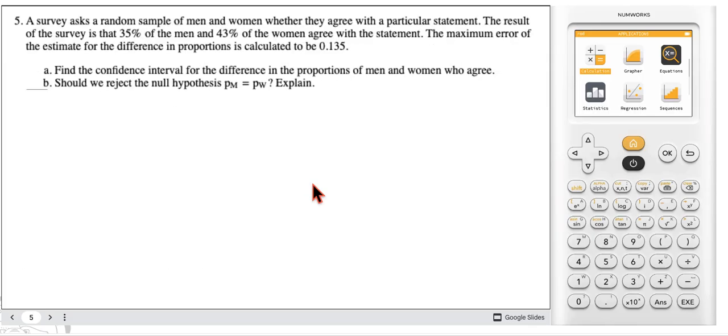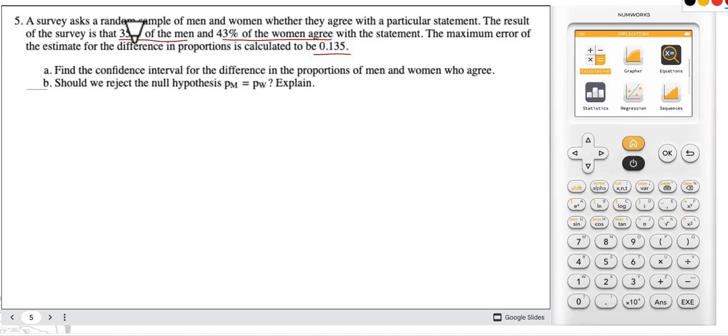Okay, so let's look at another example. Hopefully it will help us build more understanding. A survey asks a random sample of men and women whether they agree with a statement. The result of the survey is that 35% of the men, so that's a sample, right, and 43% of the women agree with the statement. The maximum error for the estimate for the difference in proportions is calculated to be 13.5%. So how would we find the confidence interval for the difference in proportions?